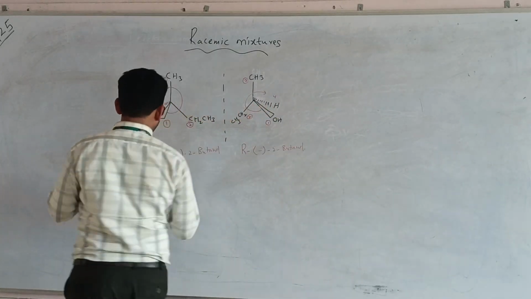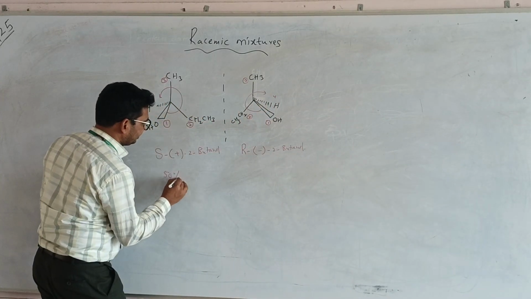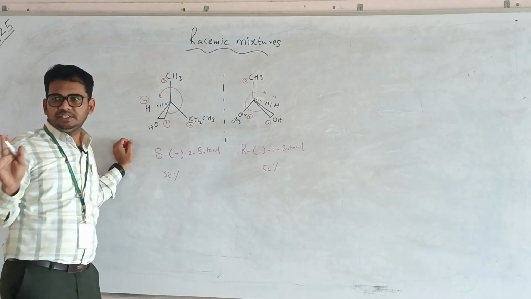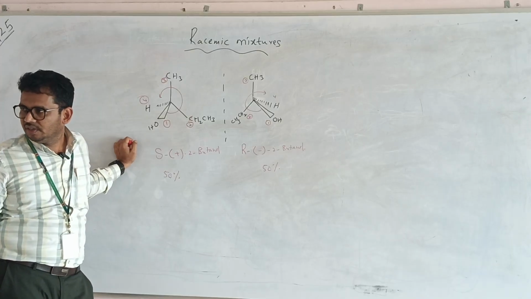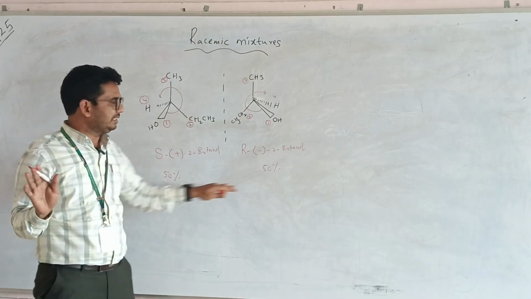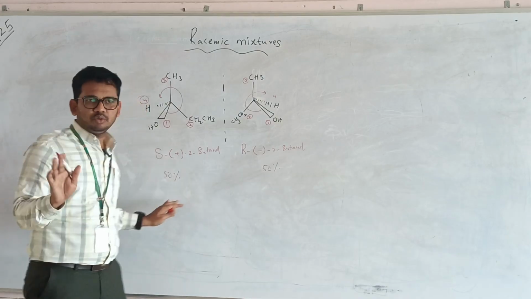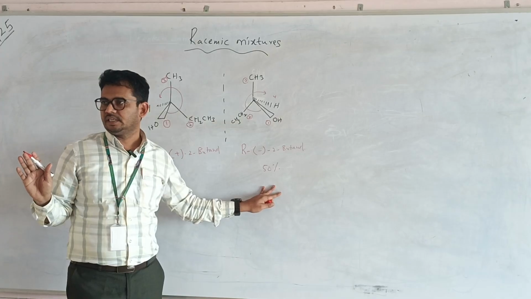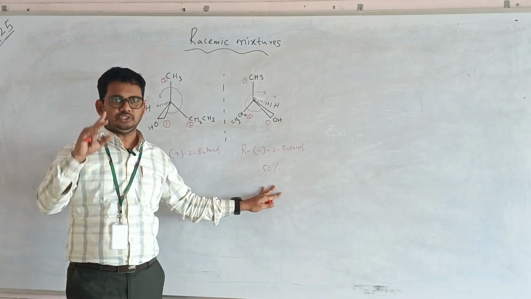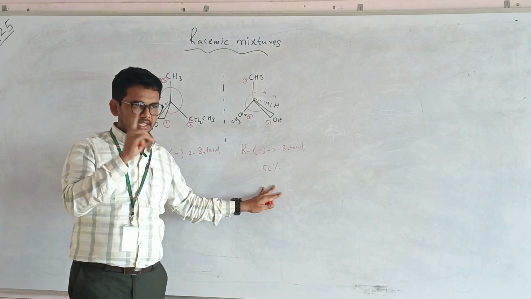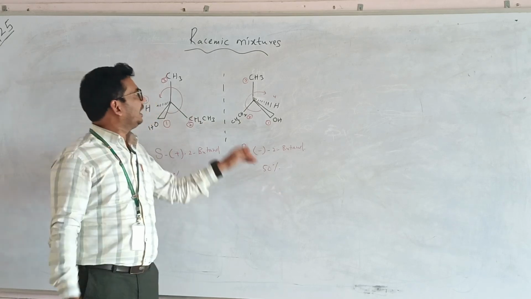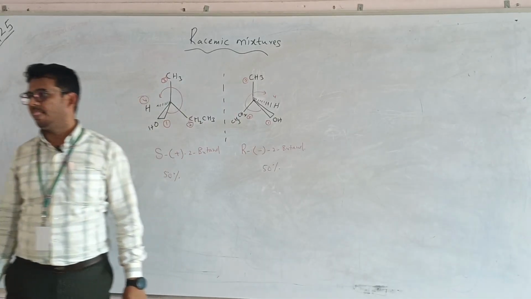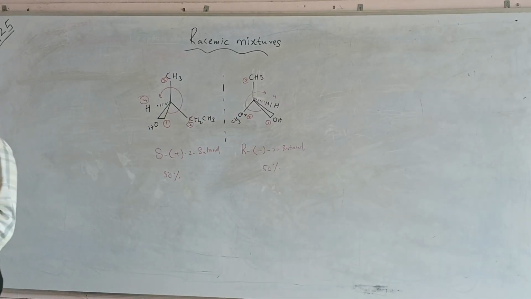For example, this is 50%. This also 50%. Equal ratio. That's why I told 1:1 ratio. This is 50% means this is also 50%. Like that. That's why equal amounts of two enantiomers are present in the single solution or single mixture. That type of mixture, what are we calling? Racemic mixture.